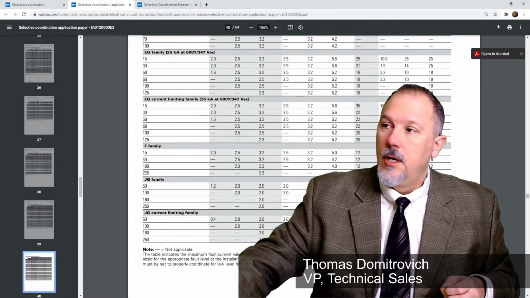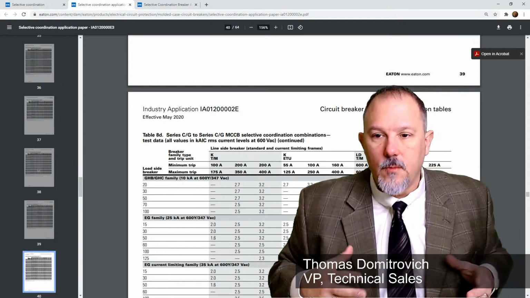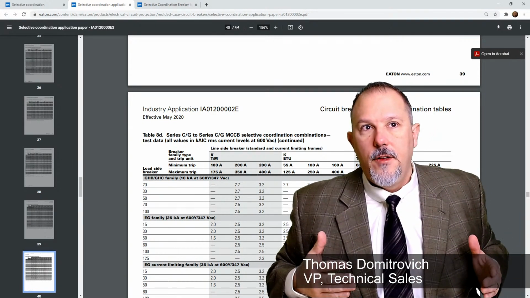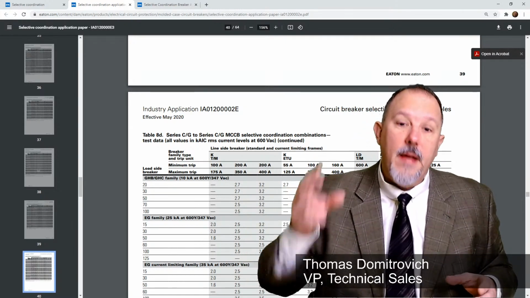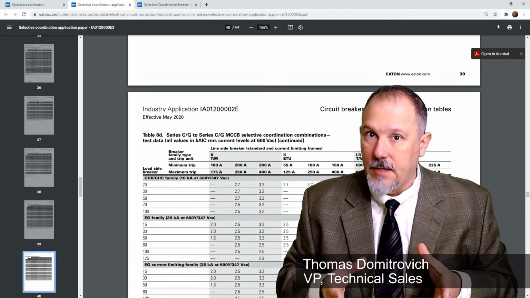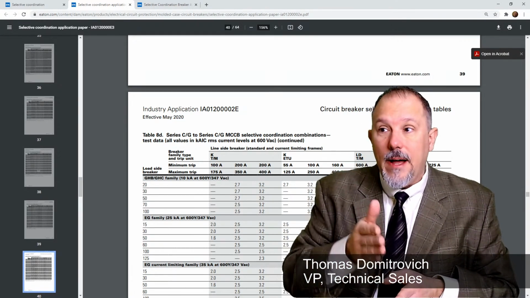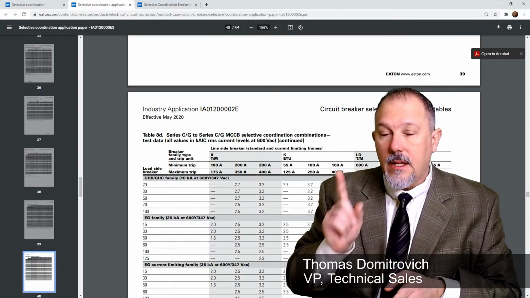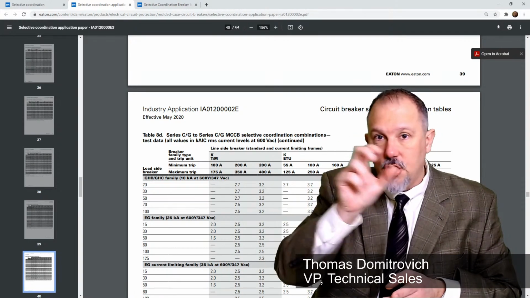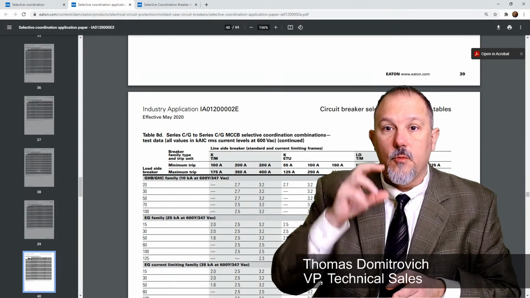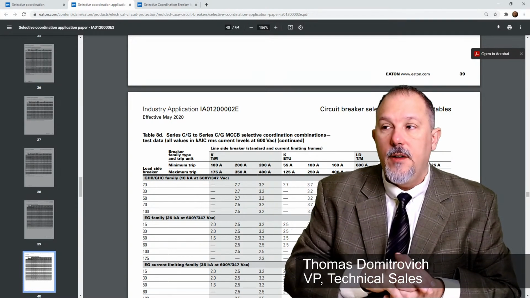The 40 amp row. So I personally like using the tables because it really helps you understand how these pairs work. Okay, and this will make sure that the instantaneous region will selectively coordinate for those high fault currents. What you still have to do is plot these breakers and look at your overload, long time delay, short time pickup regions of the trip curve.